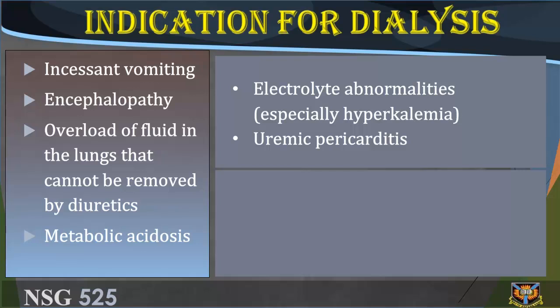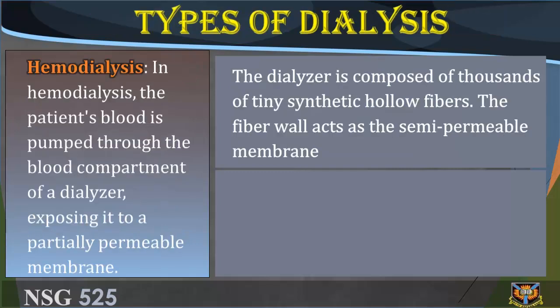Types of dialysis. There are 3 primary and 2 secondary types of dialysis. Hemodialysis, primary; peritoneal dialysis, primary; hemofiltration, primary; hemodiafiltration, secondary; and intestinal dialysis, secondary. The 2 main types of dialysis are hemodialysis and peritoneal dialysis, and they remove waste and excess water from the blood in different ways. Hemodialysis.